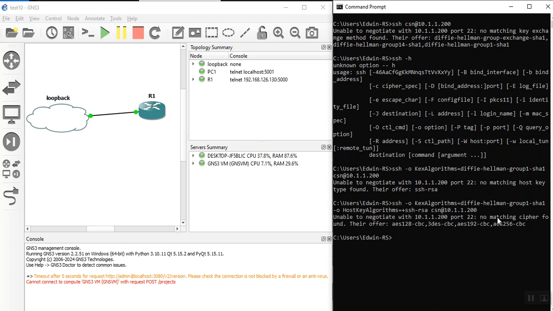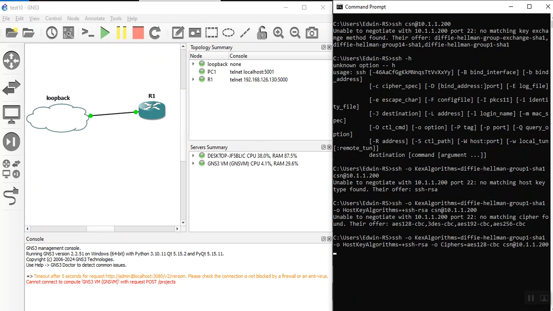So now, okay, we try it. Oh, another problem. Okay, it keeps going, but we're almost there. Unable to negotiate with 10.1, port 22, no matching cipher found. Same problem. These are the ciphers that are available. We need to force it to do it. So let's force it. So we did.